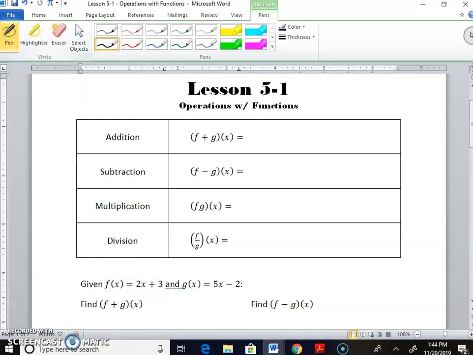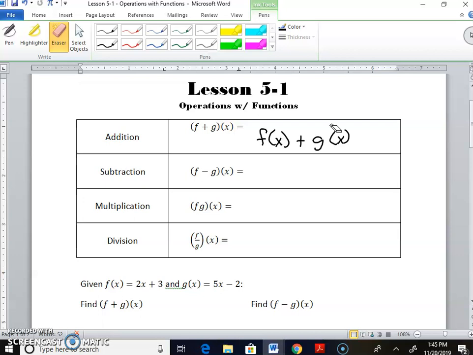Okay, so starting out with addition, if I have f plus g of x, that literally means f of x plus g of x. This is a new notation for us, but when you see f plus g of x, that literally means f of x plus g of x.